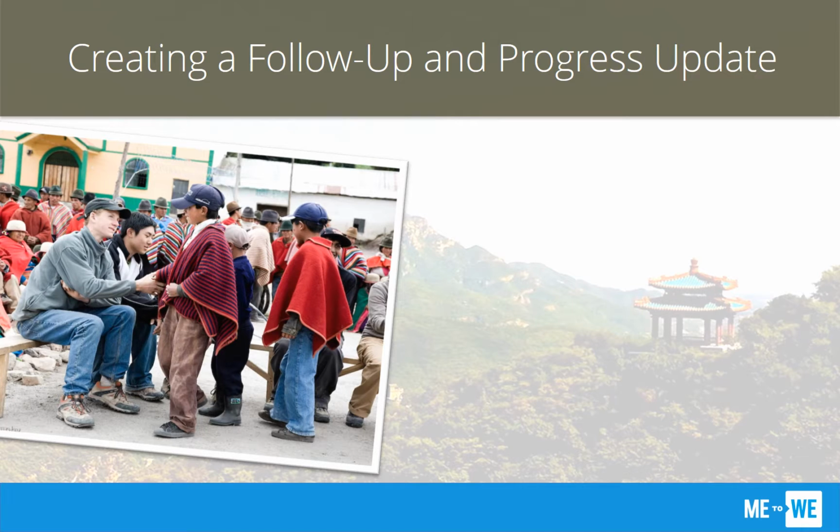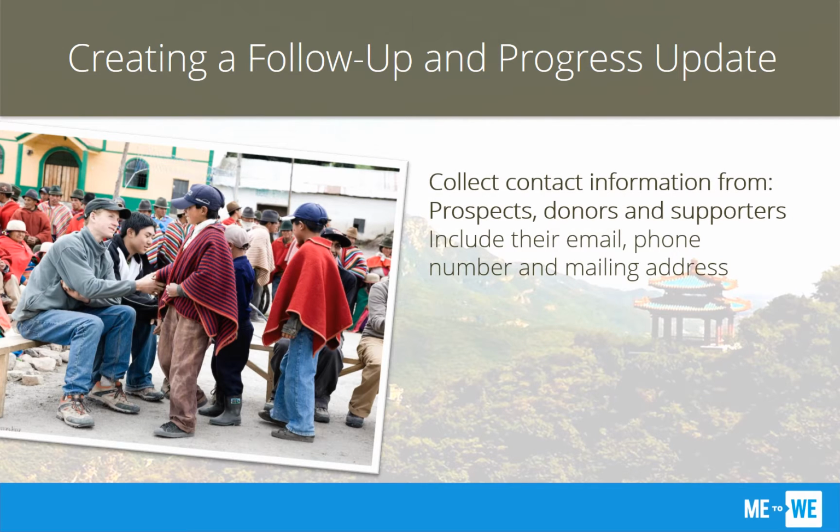Creating a follow-up and progress update strategy for your fundraising plan. The first thing you need to do is collect all the prospects, donors, and supporters' contact information, including email, phone numbers, and addresses. So this is everyone you have a conversation with about your fundraising efforts. They could be added to your list. Keeping in contact with people is how you build a community of supporters.